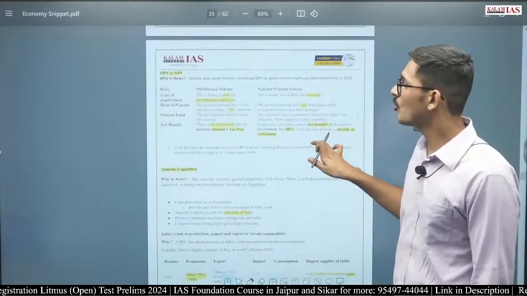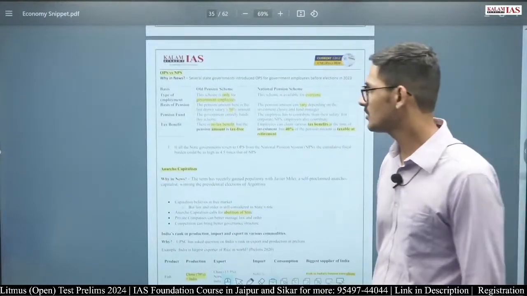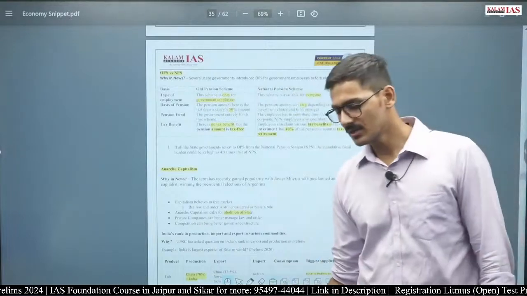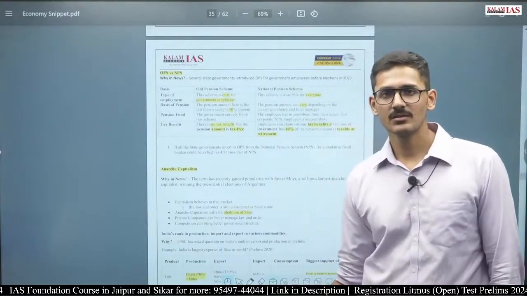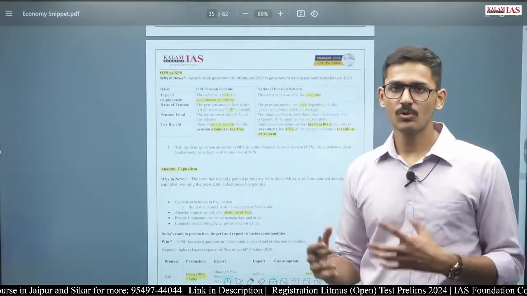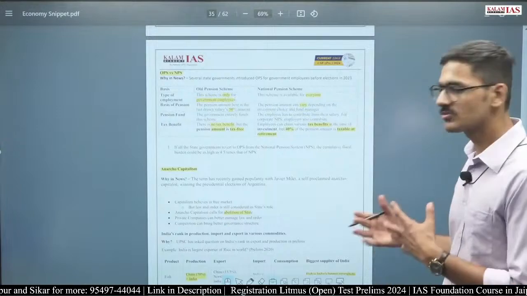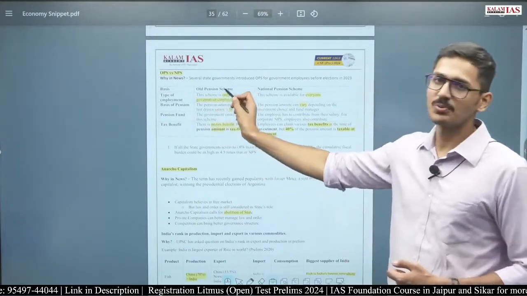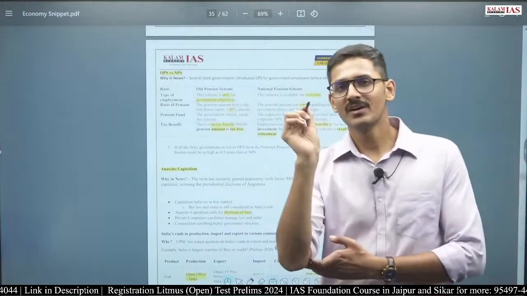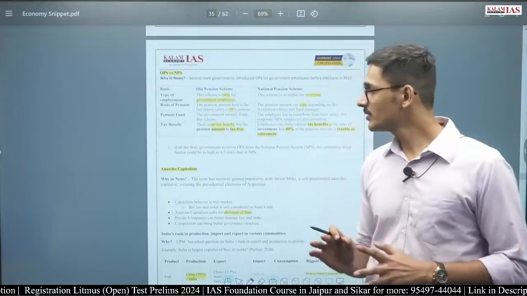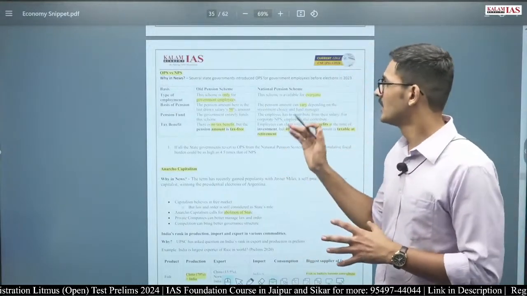OPS versus NPS, old pension scheme versus national pension scheme. This was in news because after the state elections last year, a lot of state governments implemented the OPS scheme in their states. So you should know the difference between OPS and NPS. OPS is provided only for government employees, whereas NPS can be subscribed by anyone, whether a government or a private employee. What is the difference?